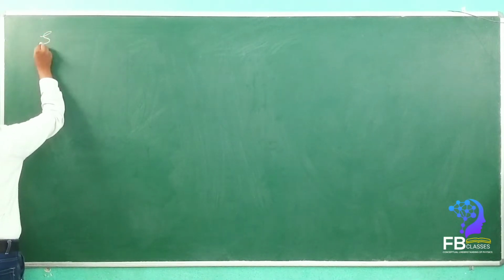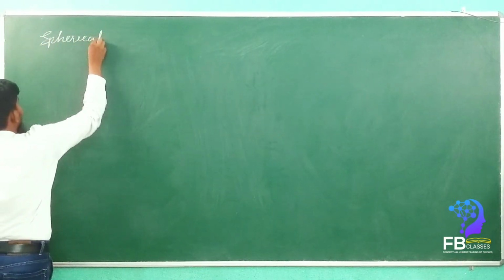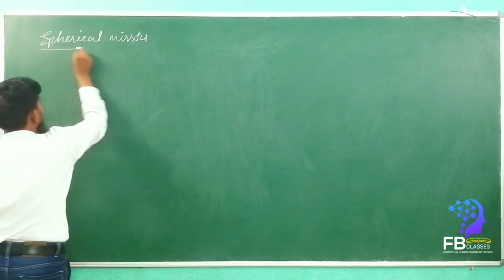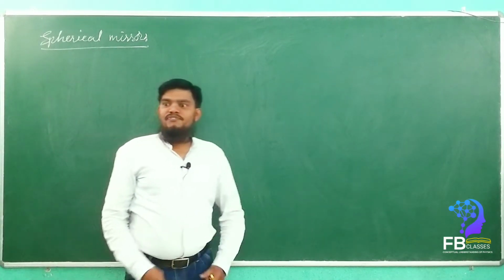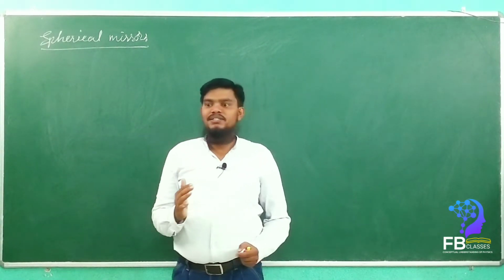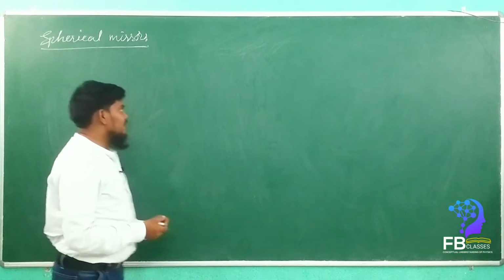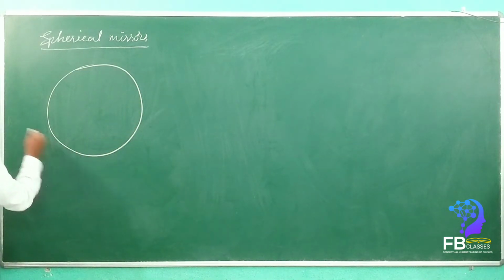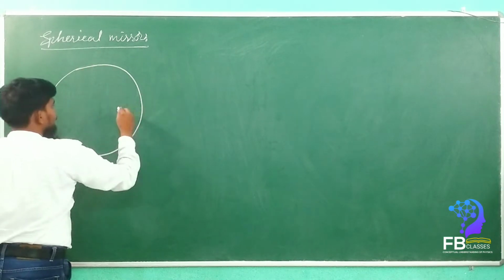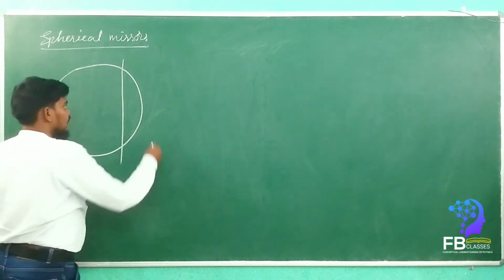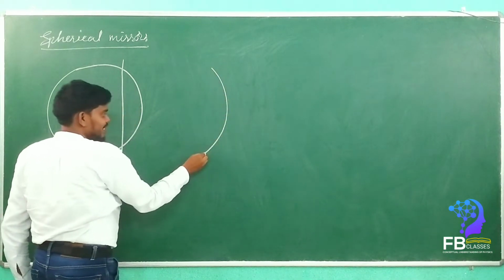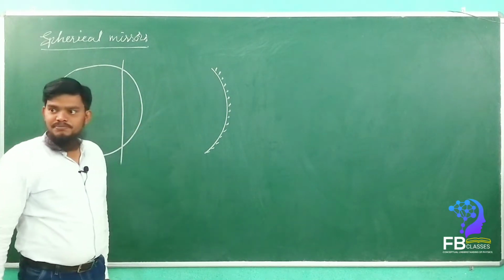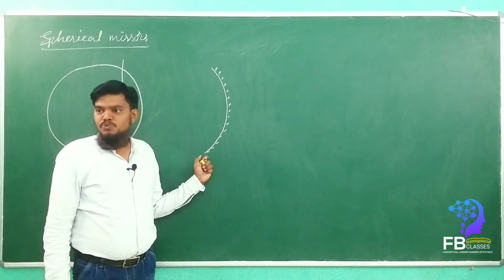Spherical mirrors. The name itself suggests that these are mirrors made from a sphere. See here, we are going to take one sphere. So this is the sphere. Now if you cut one part of this sphere and take this part separately, and if you paint one side of it, then this mirror we can call a spherical mirror.